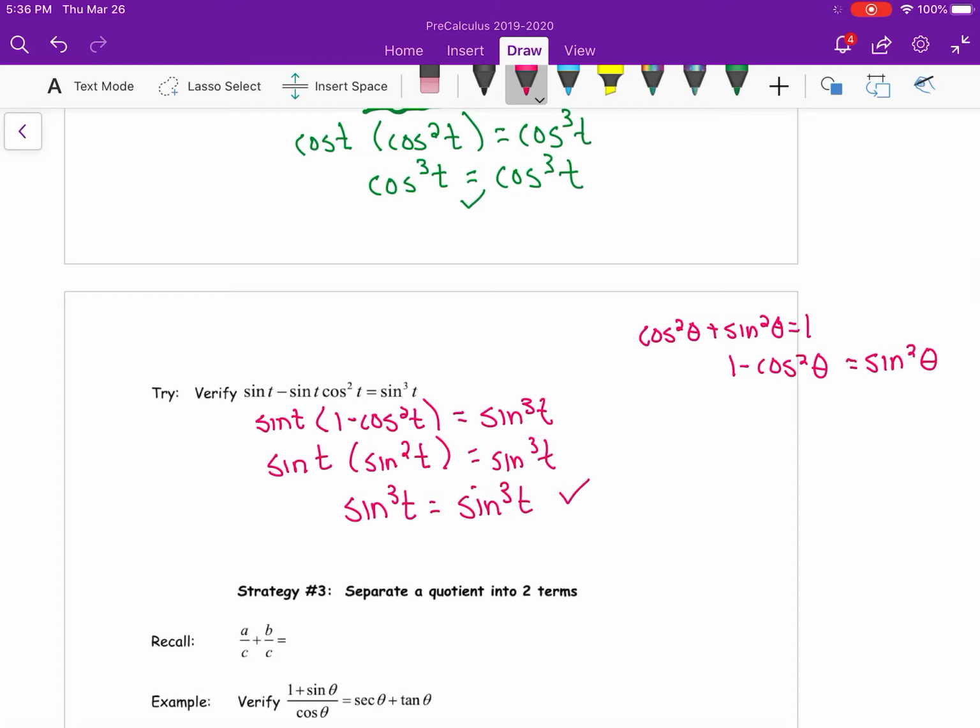We're going to stop there for today's part, and then tomorrow we'll pick up with the other strategies. But for now, you're just going to work on converting everything to sine and cosine and factoring and see how that works out for you.